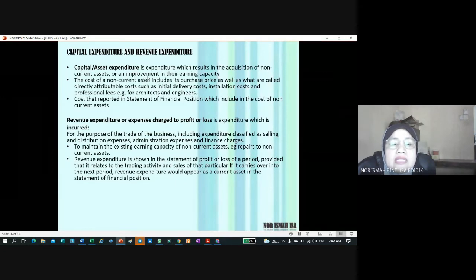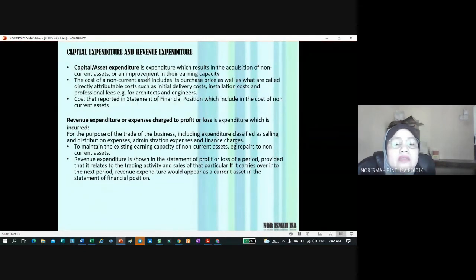Satu lagi cost, katakan ya, pejabat. Okay, pejabat dia ada building. So building ni dia ada, katakan ya, dia punya space dia kecil, kemudian dia tambah space so dia do the renovation. So the renovation increase the space of the office. As a result of that, dia punya capacity untuk tambah kerja, tambah barang bertambah. So the cost that you paid for the renovation is called as asset expenditure.